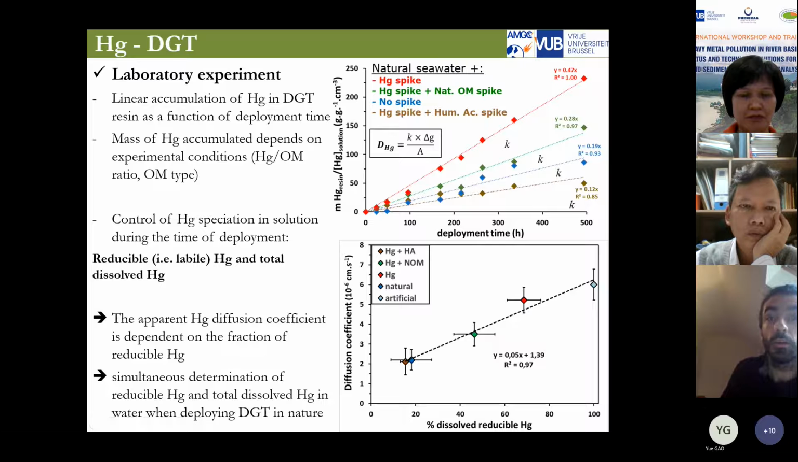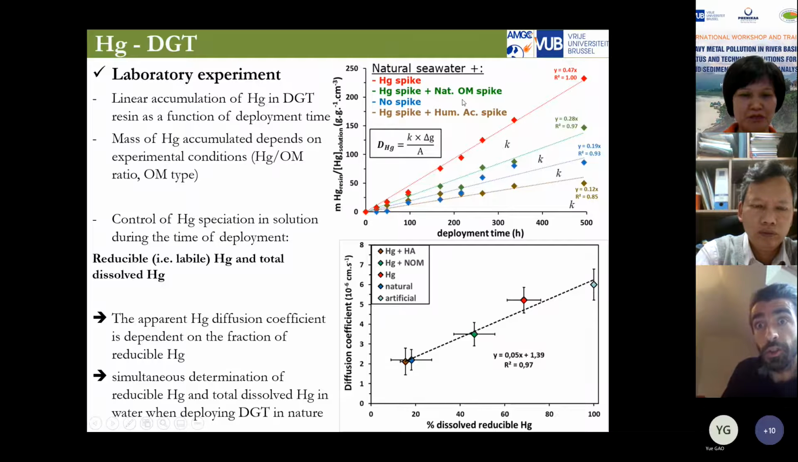And interestingly, in all cases, you can see that as a function of time, the mass of mercury accumulated on the resin was linear, but depending on the experimental conditions, that means mercury on organic matter ratio, for example, you have very different slope coefficients, and those slope coefficients are related to the diffusive coefficient.